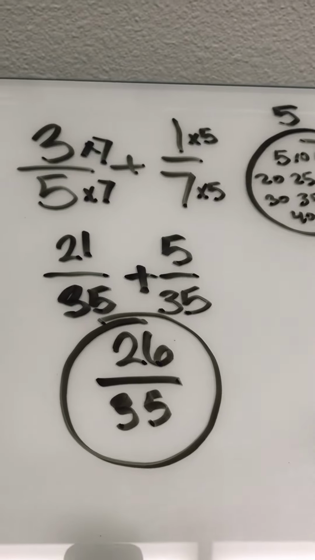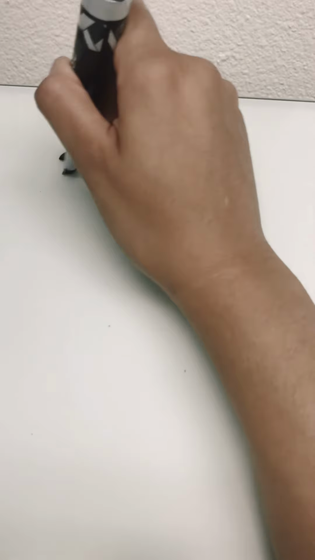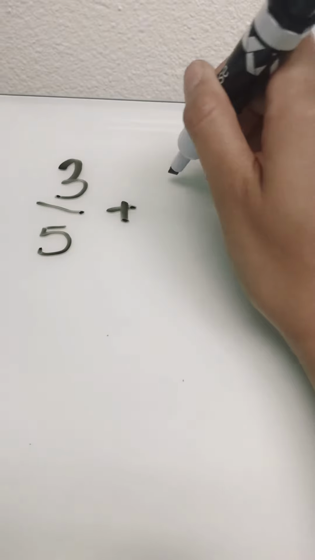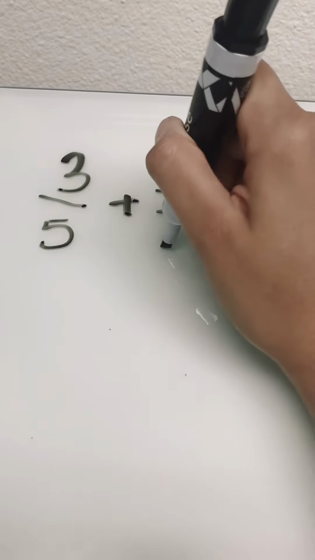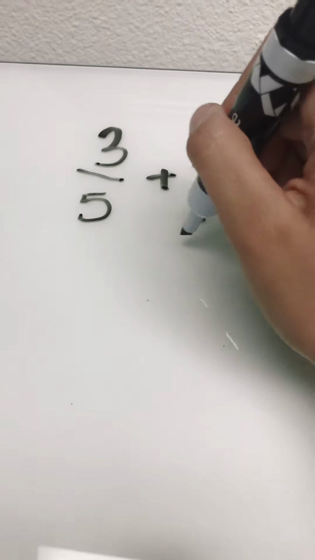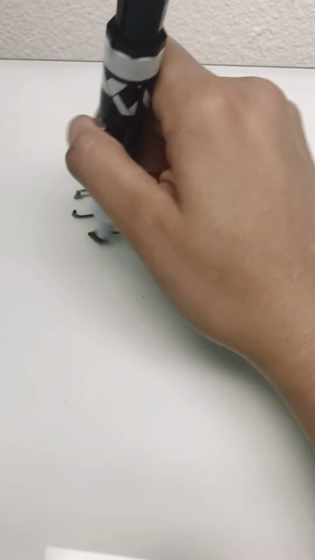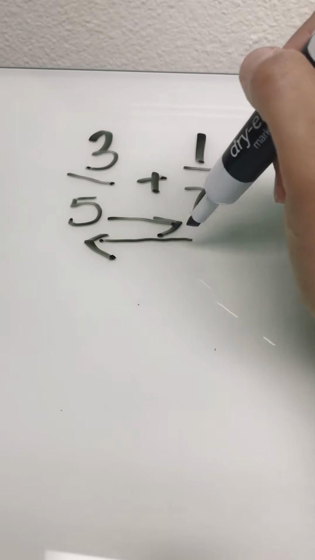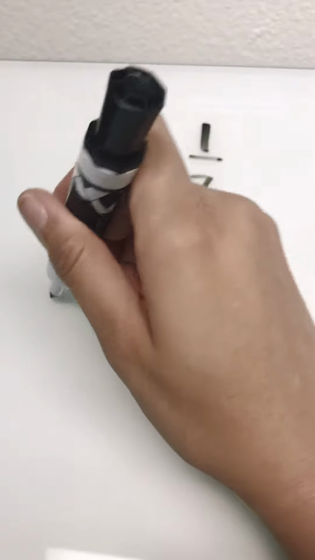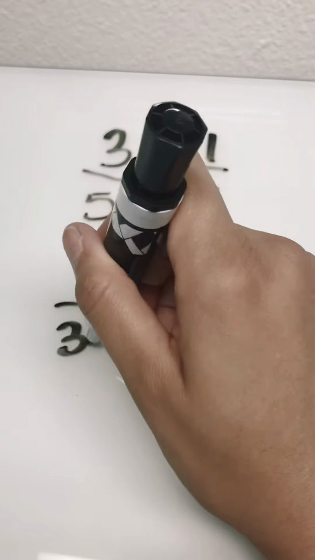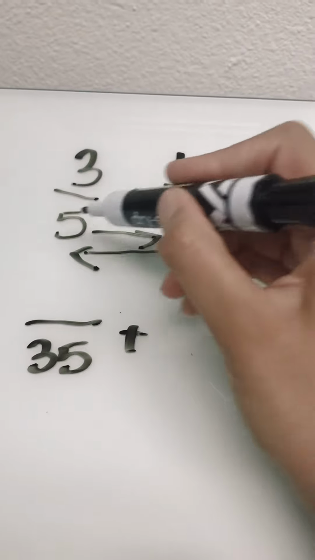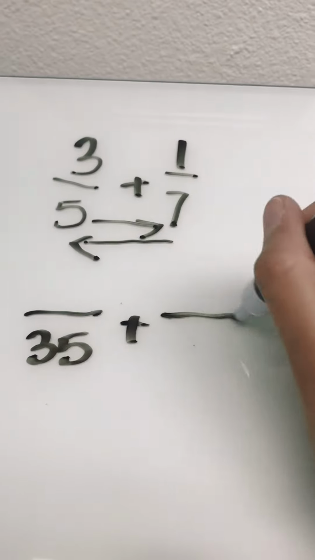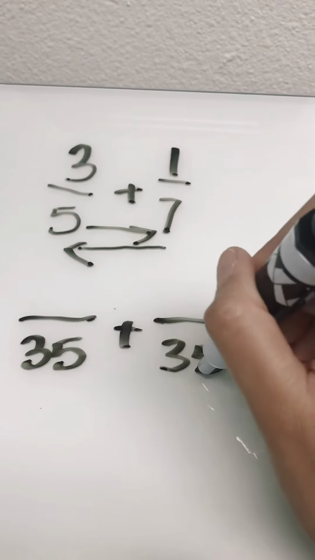That was one method. The other method is doing the same thing. So we have our 3/5 plus 1/7. And one way to do this is we want to make sure that the numbers across from each other, we can multiply them. So we say 7 times 5 is 35. And we say 5 times 7 is 35.